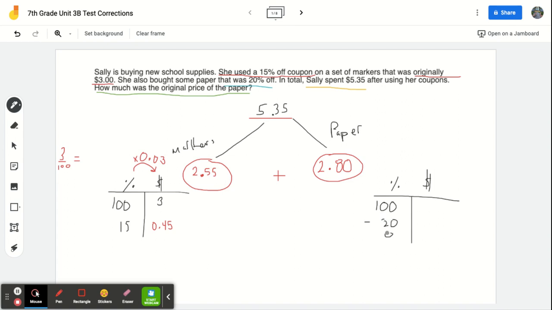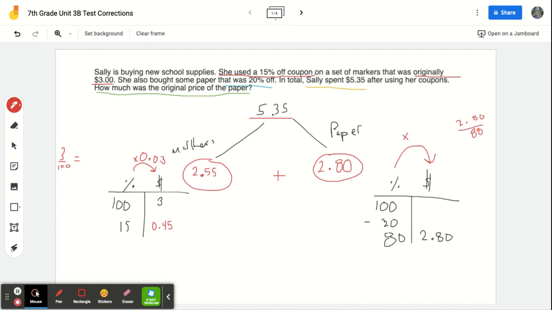We don't know the original price, but we do know that the 20% off, meaning she paid 80%, got us to a price of $2.80. It's important to remember that you don't want to put the $2.80 next to this 20% because you're not paying 20%, you're paying 80%. All right, so now I'm going to try to find that constant of proportionality again. What number do we multiply the 80 by to get to 280? In order to find that, I'd take $2.80 and divide it by 80.